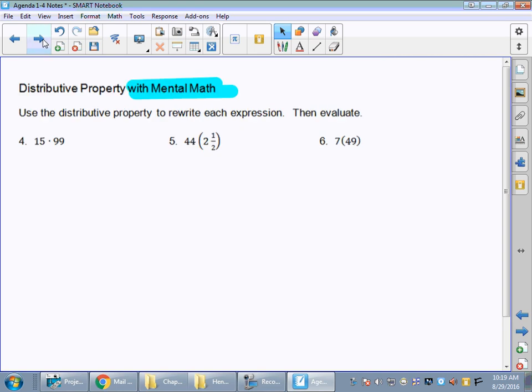So let's talk about this distributive property with mental math. This is kind of a thing that throws people off, and it's just a little shortcut. So mental math, again, mental math means we're not using a calculator. So if you just go for number 4 to your calculator and type in 15 times 99, that's fabulous. However, you're not showing me that. The directions say to use the distributive property to rewrite each expression, then evaluate.